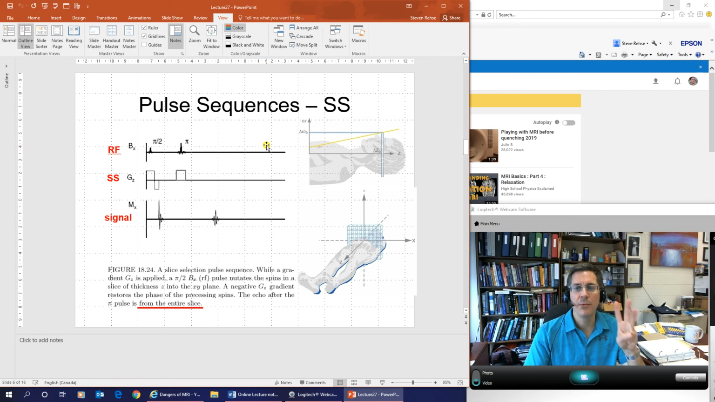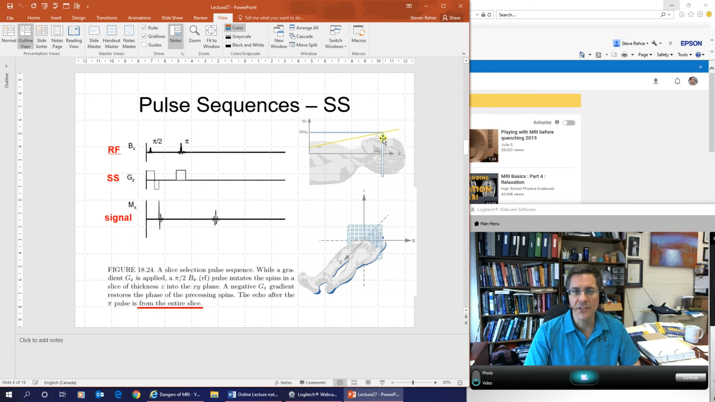So we talked about 3 types of gradients. In a pulse sequence, there's a thing called an SS. What does SS stand for? Can you say it out loud right now? I can't hear you, so go ahead and do it. Slice selection gradient.